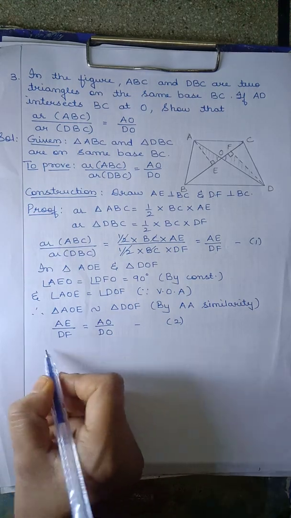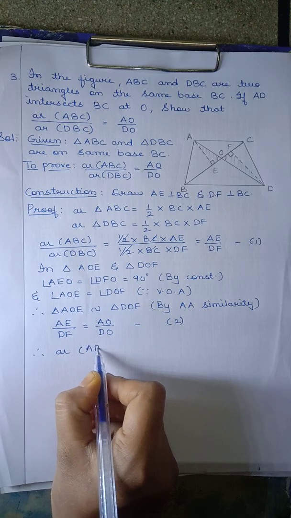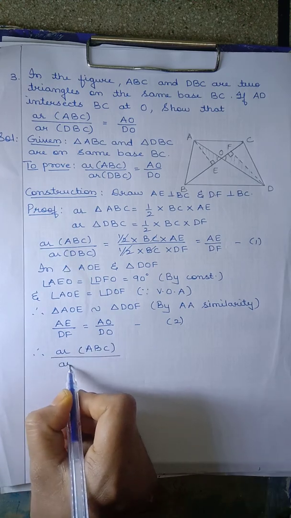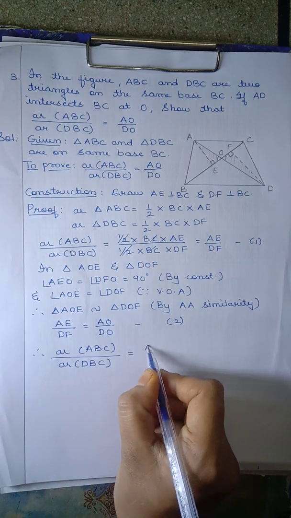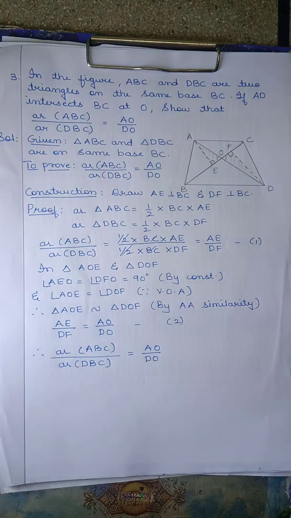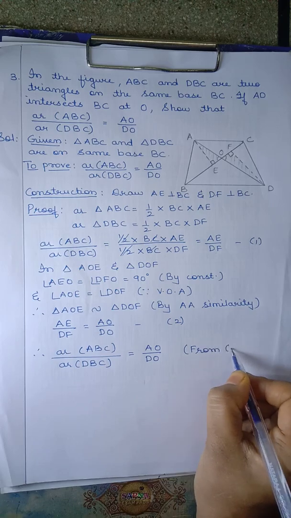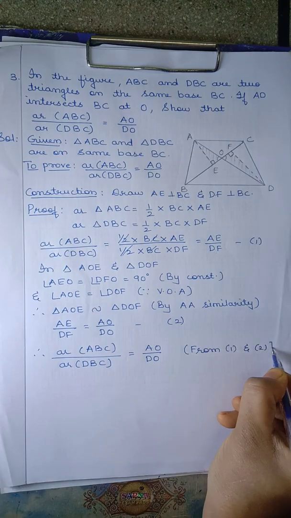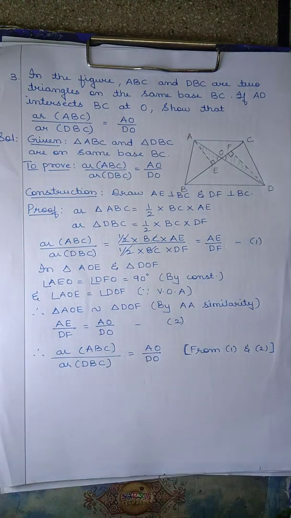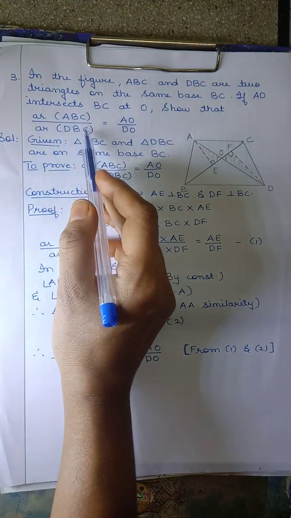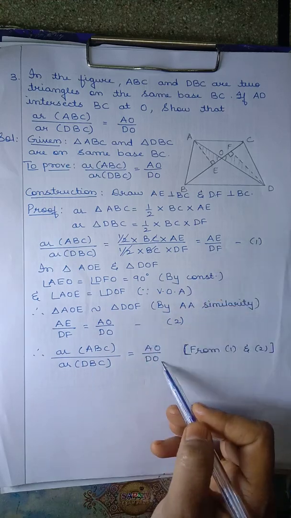So therefore now we can write area of ABC upon area of DBC is equal to AO upon DO. Okay, this is the reason you can write here also, from 1 and 2. From 1 and 2 we can write area of ABC upon DBC is equal to AO upon DO. So thus it is proved. Area of ABC upon DBC is equal to AO upon DO. We have substituted here. Okay children.